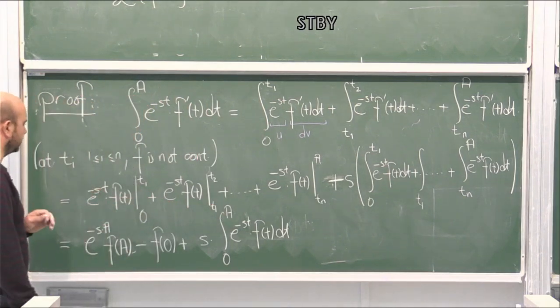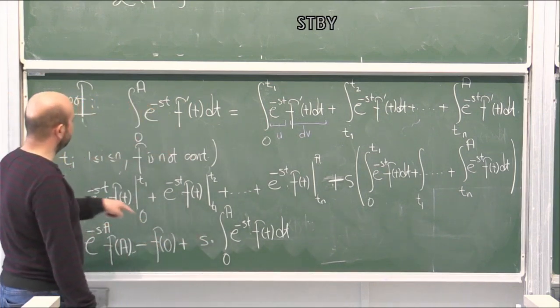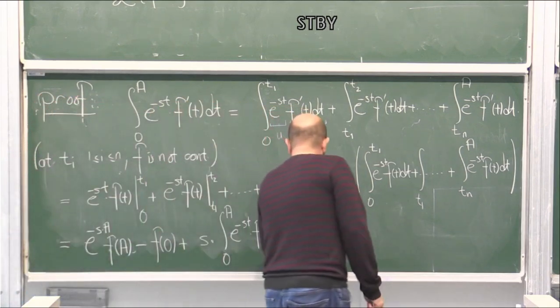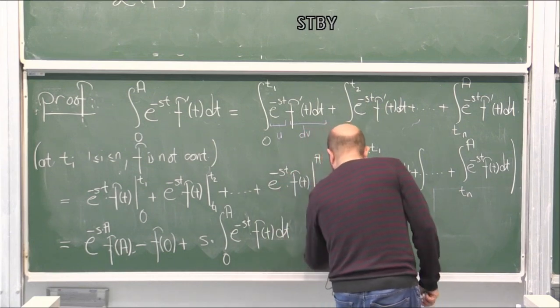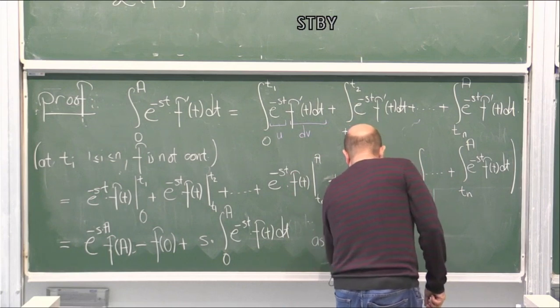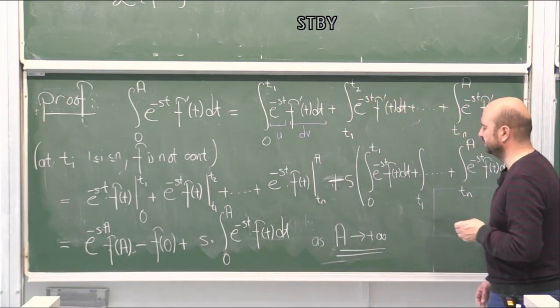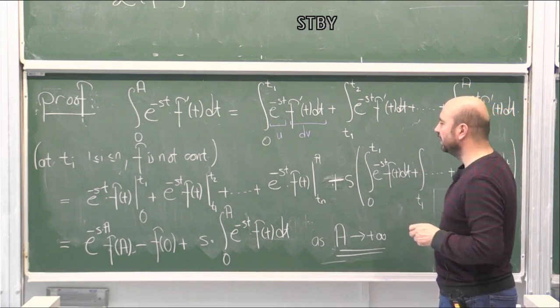So this is what we got. So then what's going to happen here? Eventually I will take the limit of this, as a goes to plus infinity. I should say something about this one now. I don't want to write it, so I will just say it verbally.